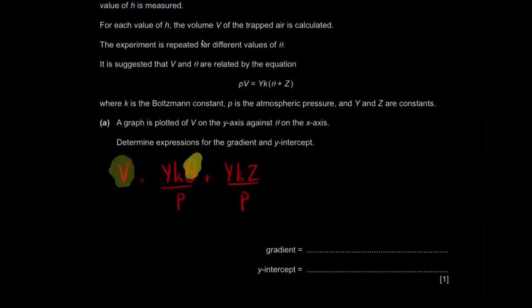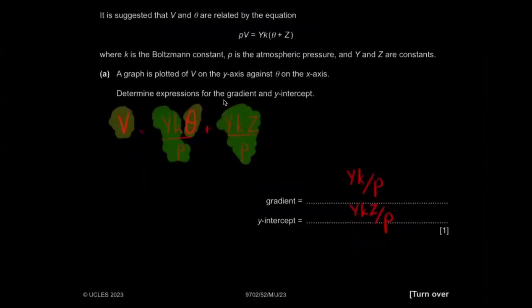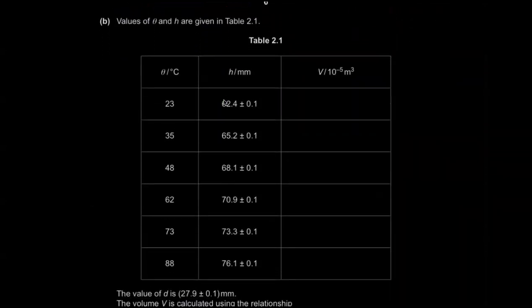So this is what I have on my y. This is what I have on my x. So all of this is the gradient. All of this is the y-intercept. So for the gradient, YK over P. For the y-intercept, YKZ over P, right? Now, as you guys know, the next step will be to fill out this table.